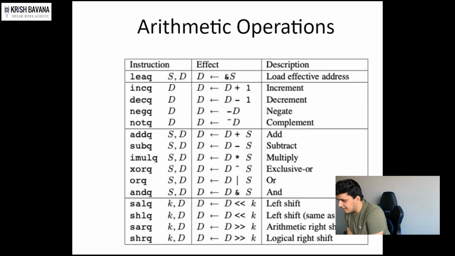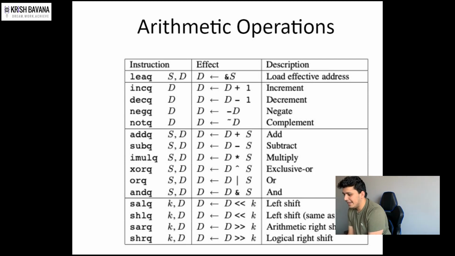So the next thing that we're going to talk about in the instructions is the arithmetic operations. In the arithmetic operations, we have different instructions like LEA, which, if you remember previously, the Q stands for nothing but a quad. So LEA is load effective address, and then D is the destination and S is the source. And then if you look at the next instructions, we have INC, we have DEC, we have NEG, and we have NOT. These are all instructions from the arithmetic operations.